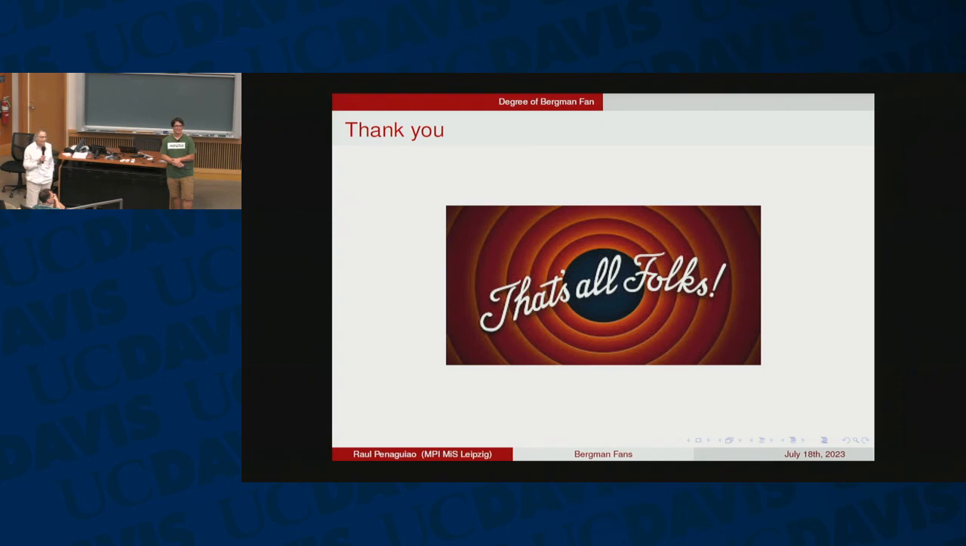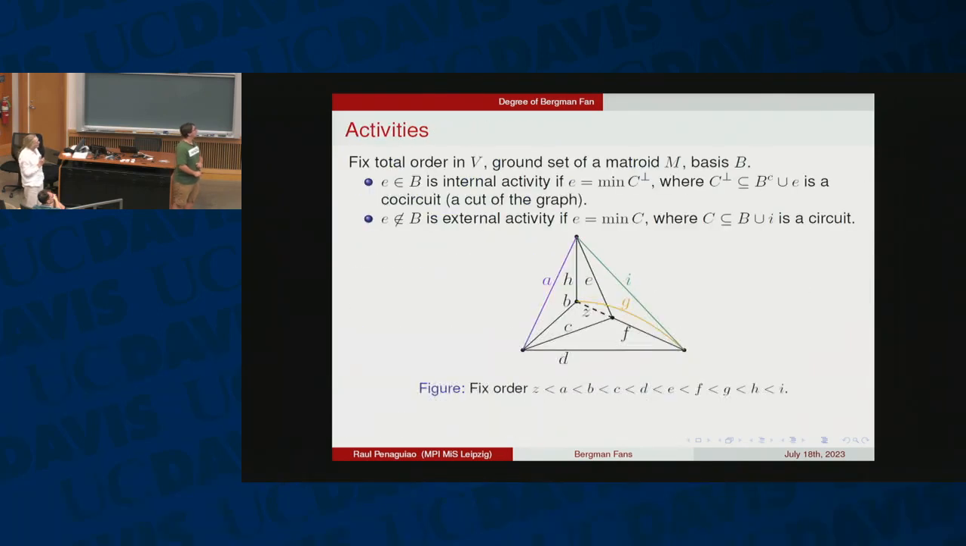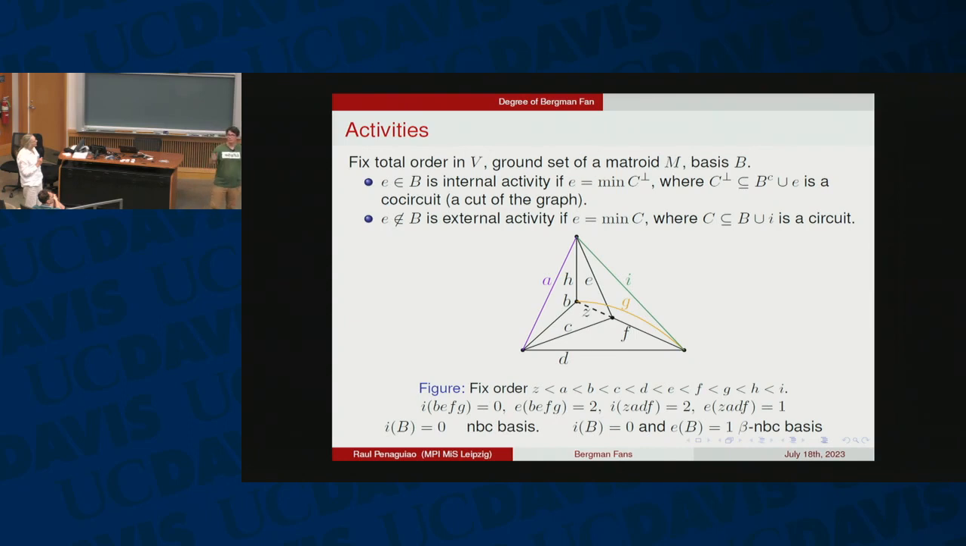Other question? No? Well, thank you. I think Kyle has a question. Sorry, could you say a little more about the NBC bases? Sure. These count the number of bases that have a specific count on the activities. I told you there are these numbers, the number of internal activities and the number of external activities. If you find the bases with zero internal activities and one external activity, this is a beta NBC basis.